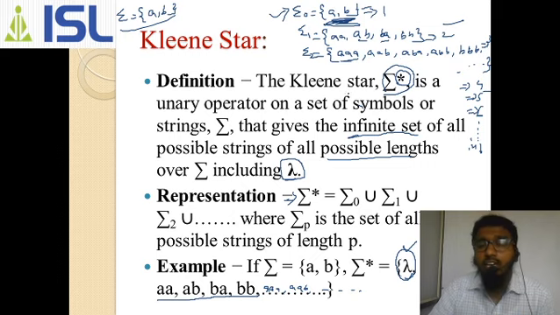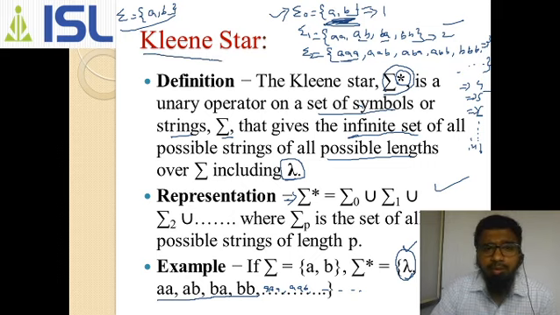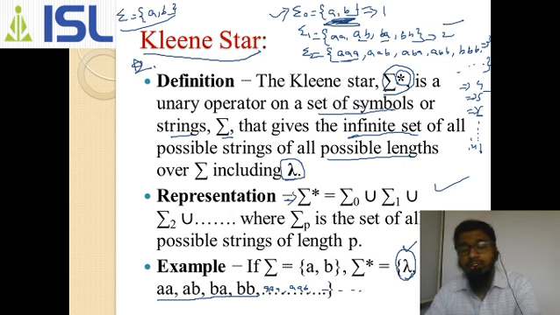So what is Kleene Star? Kleene Star is a unary operator on a set of symbols or strings sigma that gives the infinite set of all possible strings of all possible lengths over sigma, including lambda. Okay, so this is Kleene Star, and this is important.